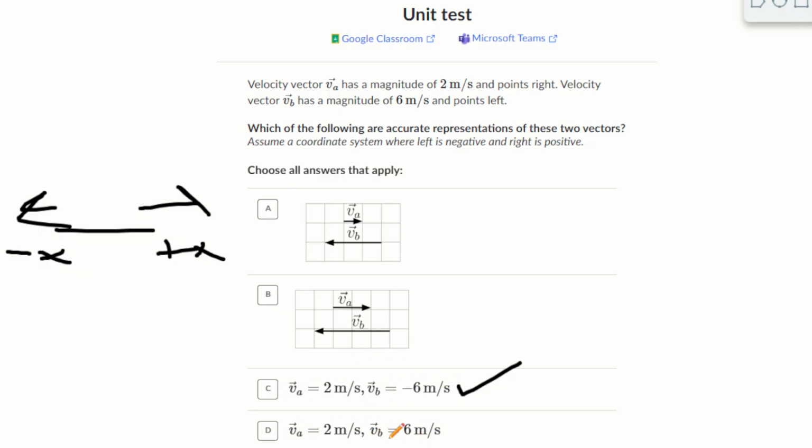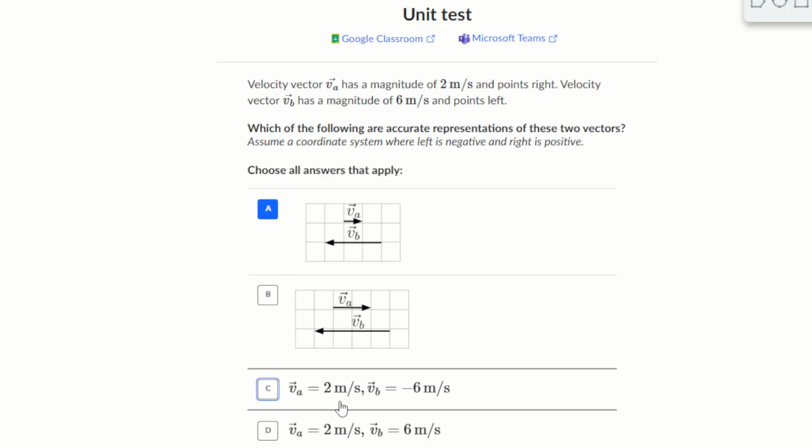And then choice D just has no direction, and that's not true because a vector must have both direction and magnitude. If it only has magnitude, then that is a scalar, and a vector needs both. So that leaves us with our 2 correct choices, choice A and choice C.